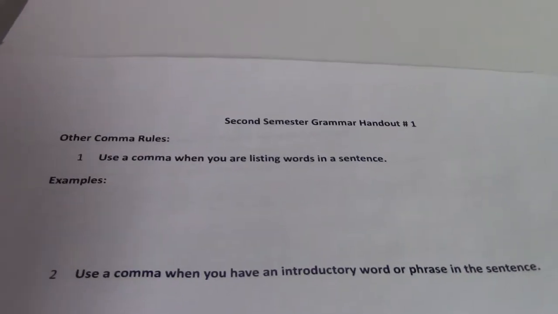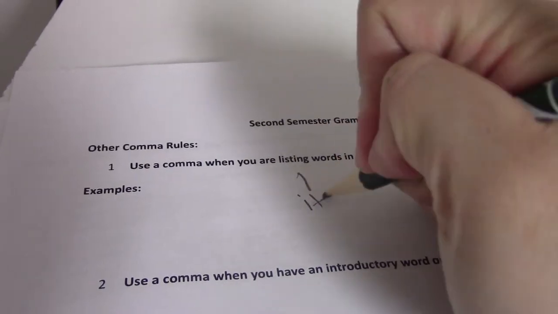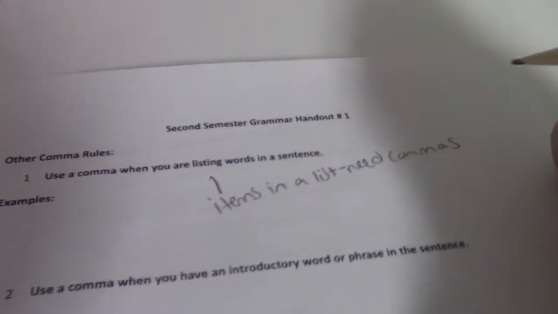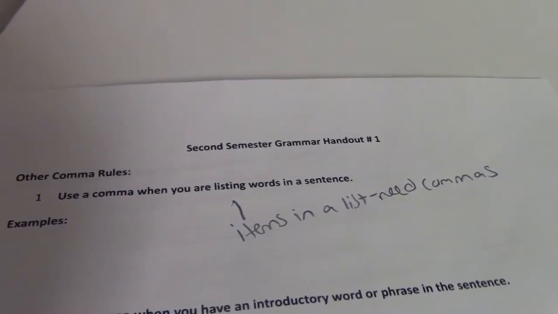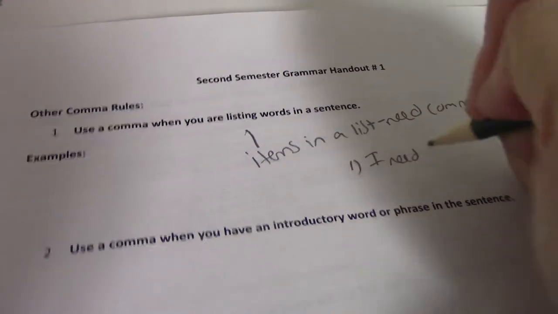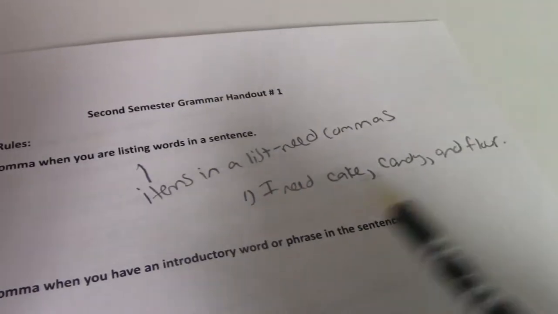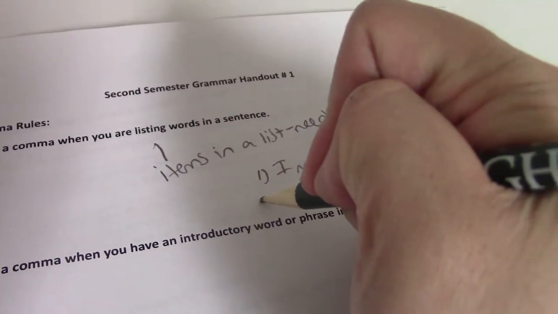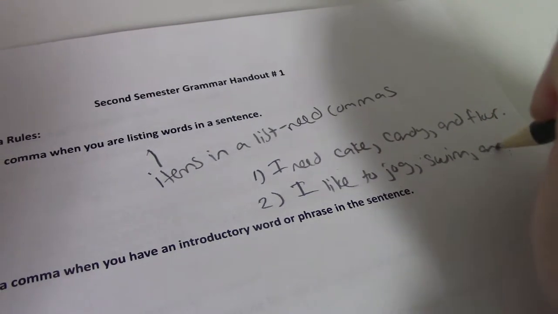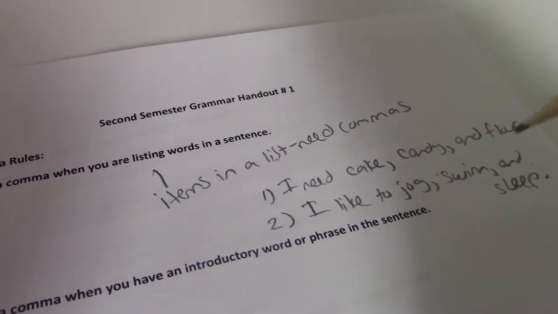So comma rule number one: using a comma when you are listing words in a sentence. Anytime you have items in a list, you need commas to separate them. This can refer to listing actions, listing food. I'm going to give two examples. One example would be, I need cake, candy, and flour. See, when you're listing items, you need commas to separate them. Now, you can also be listing actions, like I like to jog, swim, and sleep. So anytime you're listing a series of things, whether it's a series of nouns or verbs, you need commas to separate that.